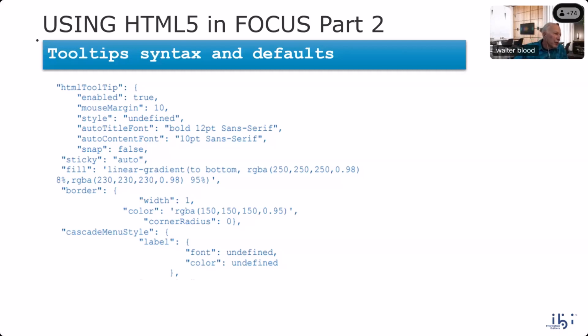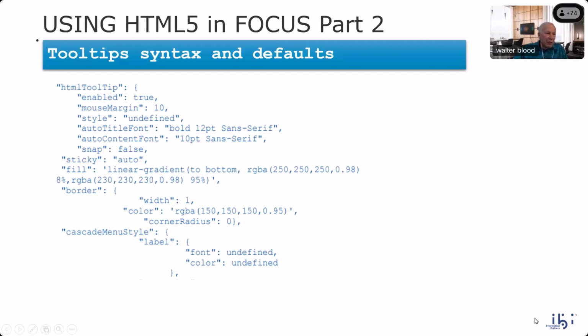We'll go through. We're going to talk a little bit about style. We'll talk a little about the autos. The auto title font and the auto content font, which give us the ability to basically use a structure within a series, to basically isolate a series and change the behavior of a series within the styling. You can obviously fill with color. You've got the ability to control the border, the color, the width, and the corner radius if you want it.